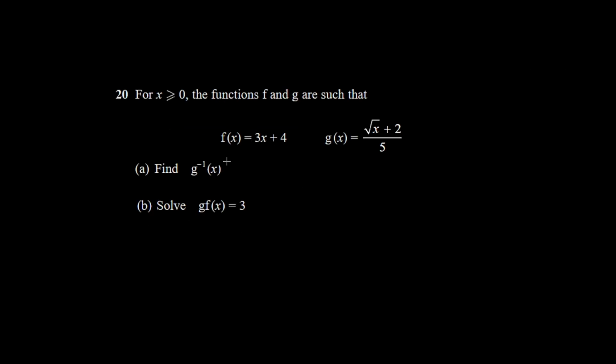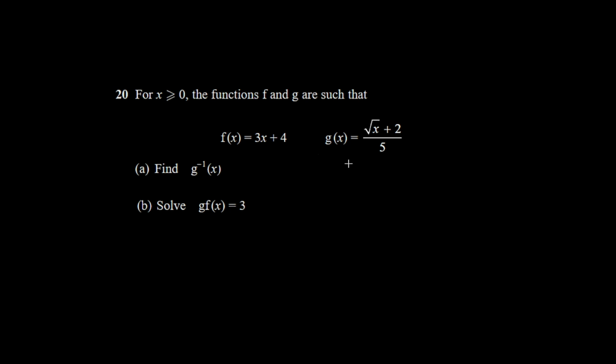Okay, question 20 gives us two functions, f of x and g of x. And we're first asked to find the inverse of g of x. And to do that, we need to set g of x equal to y, make x the subject, and then transform that back to g to the minus 1 of x. And then we've got to solve what g of f of x equaling 3 is.